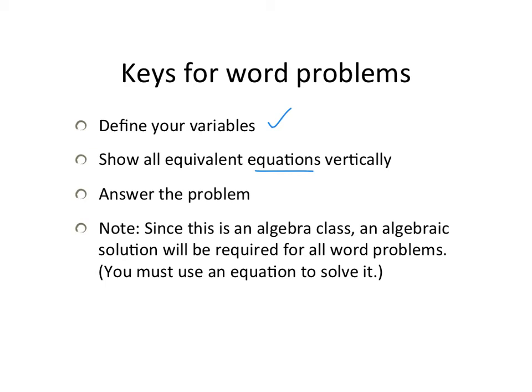Once you have an equation that describes your situation, you can solve that equation. And when you're solving, make sure you're showing your work and you're showing all equivalent equations that you work through vertically, right? Sort of step by step by step. And then when you get done solving, make sure you actually answer the problem. Like in the last one, 13 wasn't the answer to the problem because the question was to find 3 integers.